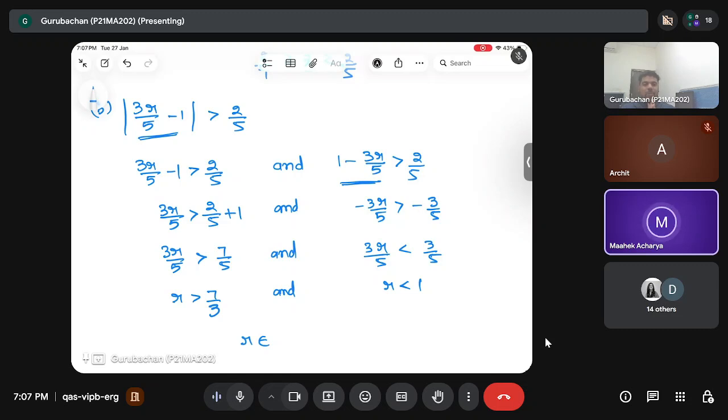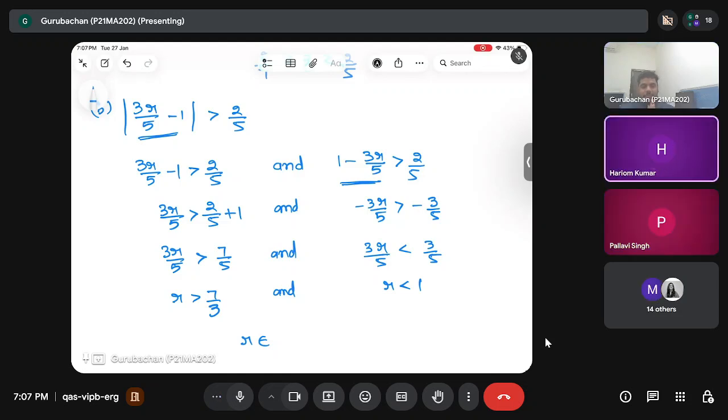Mod is either plus or minus. Third opinion. Sir, it should be union. No, and or. Or.